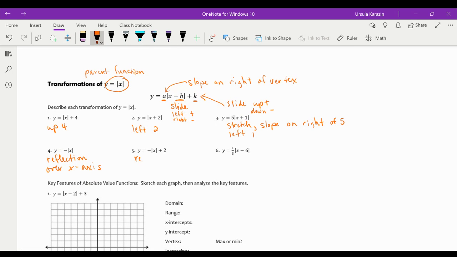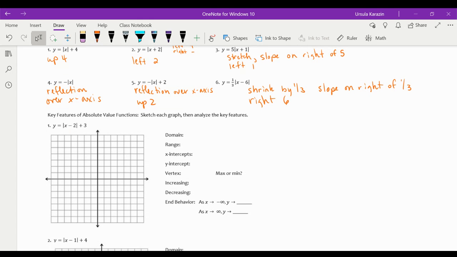Number 5 will also be a reflection. Remember, that's because of the negative sign. Because of the negative sign, it will reflect over the x-axis or flip. Means the same thing. And it'll go up 2. And then this last one, you're going to have a shrink by 1/3. And that will be the slope on the right. And it'll go right 6 because of the -6 in parentheses.